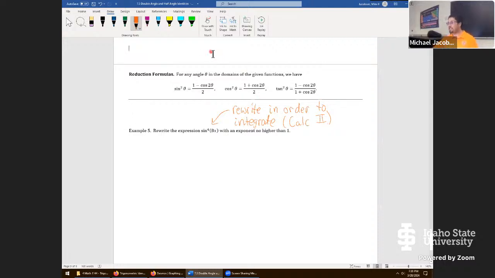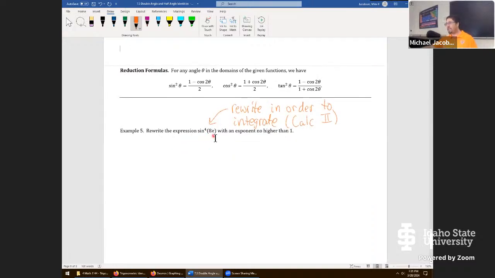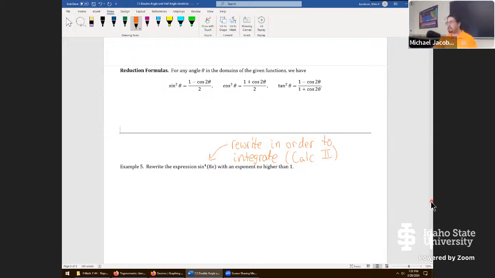So here's our chance to see what this process really would look like when you do it as a calculus 2 problem. It says rewrite the expression sine to the power 4 of 8x with an exponent no higher than 1. Before we launch into that one, let's practice with this. Let's suppose you had a problem that went cosine squared of 7x. So if we want to write cosine squared of 7x with an exponent no higher than 1, that means we're using a reduction formula.